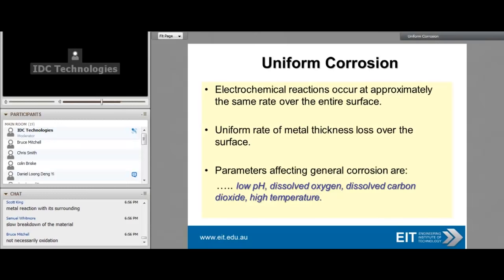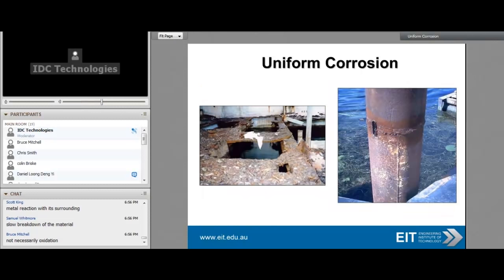With uniform corrosion, as the name implies, it happens all over the surface, and basically the corrosion rate is the same over the surface of the material. And things that can affect uniform corrosion are low pH, things that are very, very acidic, dissolved oxygen, dissolved carbon dioxide. Another one here is high temperatures. High temperatures can accelerate corrosion.